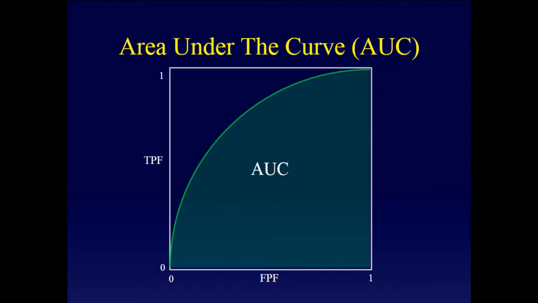Generally speaking, the test with the higher area under the curve is the better test. Or if you've got two people, two readers looking at images, the person with the higher area under the curve would be the overall more effective reader.